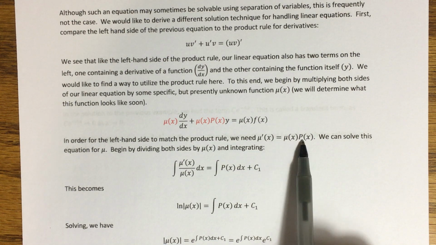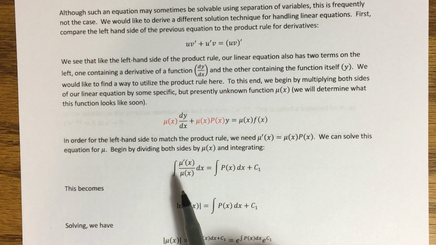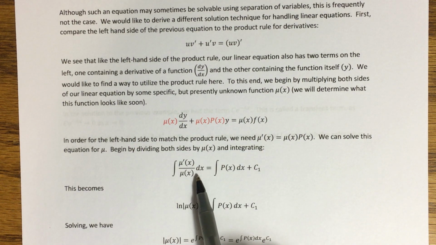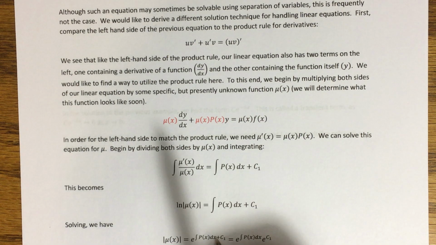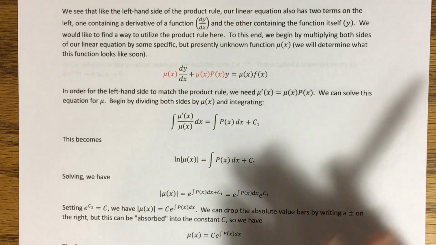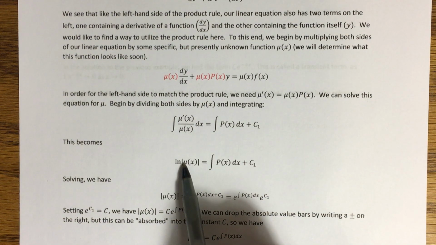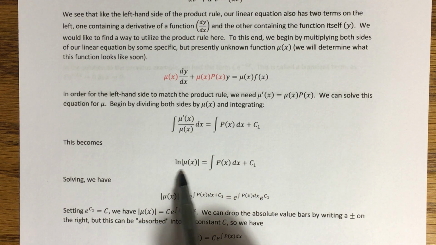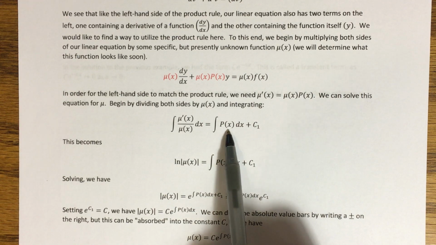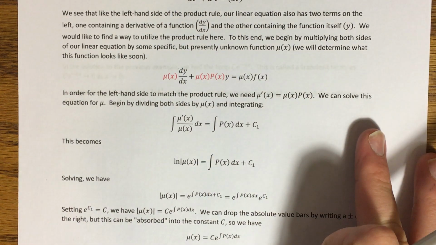If I divide both sides by mu of x, so I get mu prime over mu, and then integrate both sides, notice I get that down here. This left-hand side takes a familiar form from calculus. The antiderivative of this would be the natural log of the absolute value of mu of x. So that integral evaluates to this. Now, I don't know what p of x is explicitly because we're talking about a general linear equation up there.